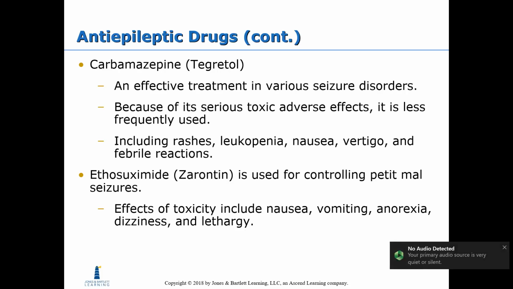Carbamazepine, an effective treatment in various seizure disorders. Because of its serious toxic adverse effects, it is less frequently used, including rashes, leukopenia, nausea, vertigo, and febrile reactions. Ethosuximide is used for controlling petit mal seizures. Effects of toxicity include nausea, vomiting, anorexia, dizziness, and lethargy.